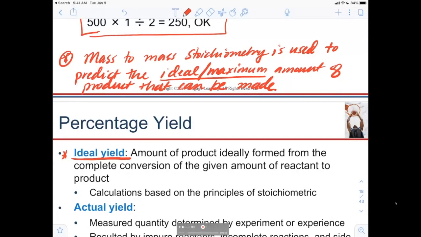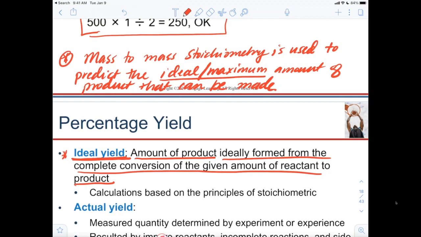And the amount of product that you're predicting is not necessarily what really happens, okay? The amount of product ideally formed from the complete conversion of the given amount of reactant to product. So you say, I have a goal. My goal is to do a chemical reaction. I will use this amount of the reactants, and before I even go to do the experiment, I know exactly how much I should make. That amount that you know you should make based on mass to mass stoichiometry, that's the ideal.